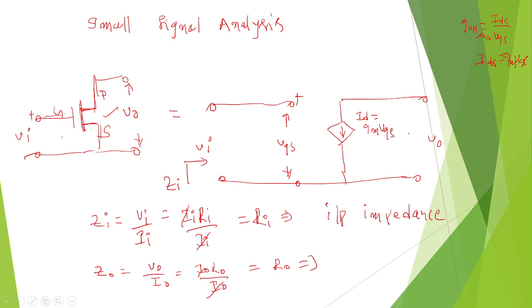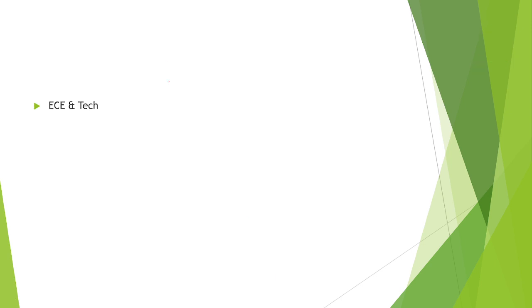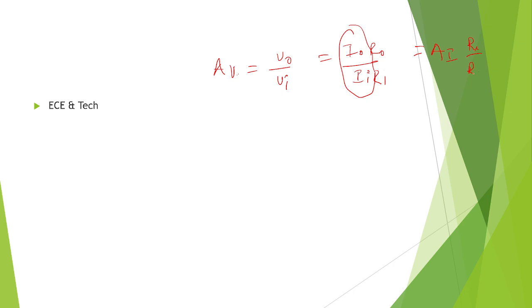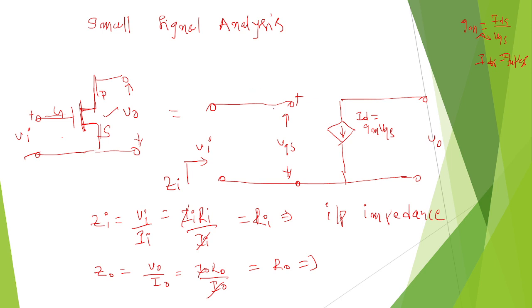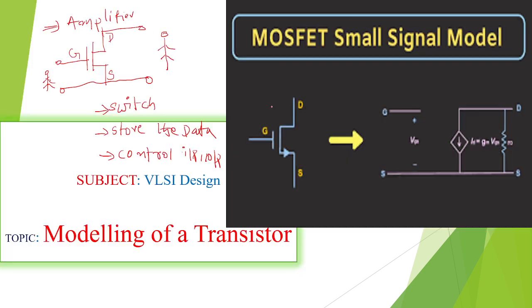So like this we can find the current, and here if you want the voltage gain AV, that is output voltage by input voltage, it is the voltage gain, or else I0 into R0 by II into RI. So I0 by II is the current gain, we can write it as AI, and R0 by RI. Like this we can find the parameters: input impedance, output impedance for the transistor, and voltage gain.